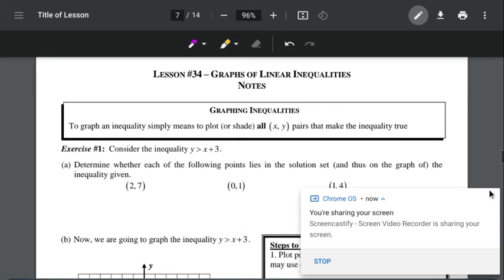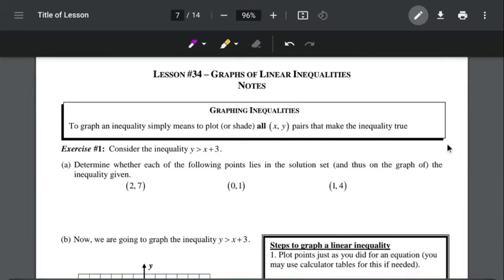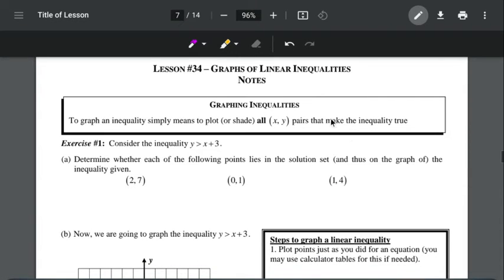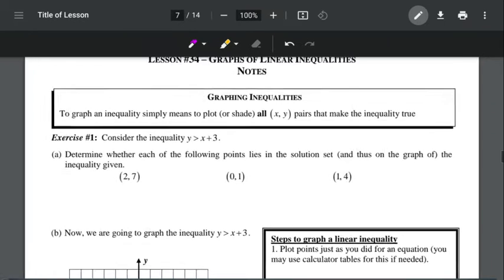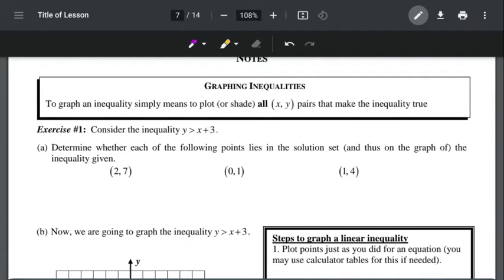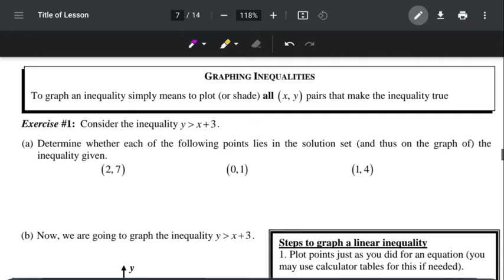Today we're doing lesson 34, graphs of linear inequalities. It is almost the same as graphing a line, but there's two really big differences. So let's look at exercise 1. Here we have the inequality y is greater than x plus 3.